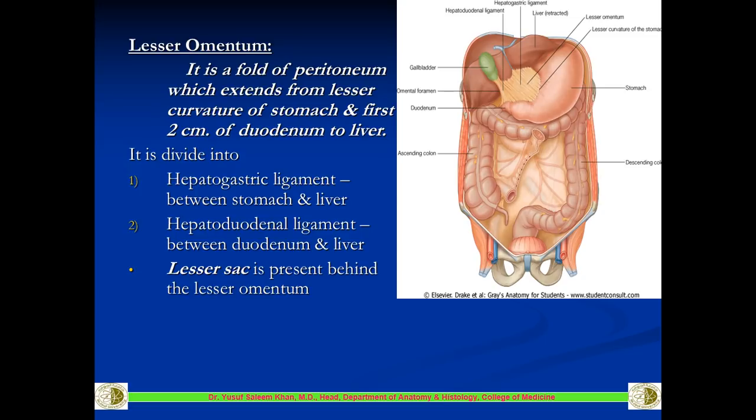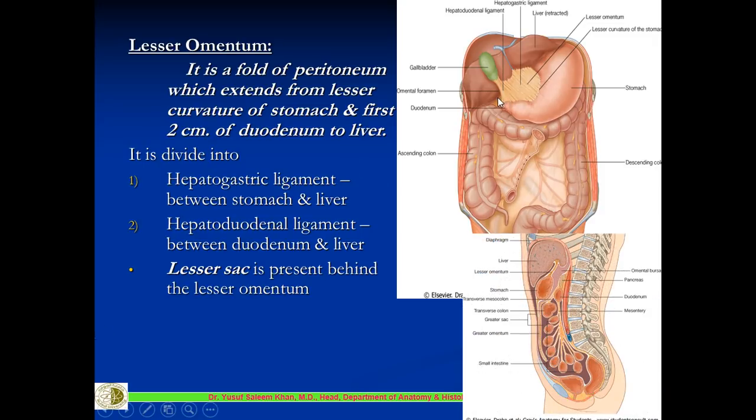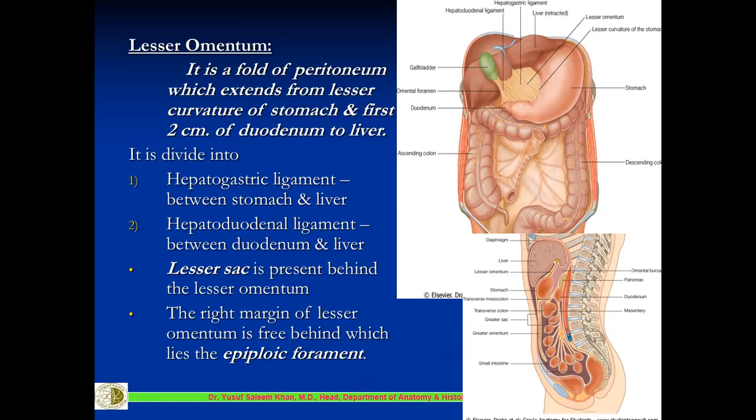And there is a very important sac which is behind this lesser omentum. This is called the lesser sac. Sac means a cavity, so it is a blind cavity with a small opening here. This is called the epiploic foramen. This cavity which is behind is called the lesser sac. It is a totally closed cavity with just a single opening, through which it communicates with the greater sac. We will talk about that later.